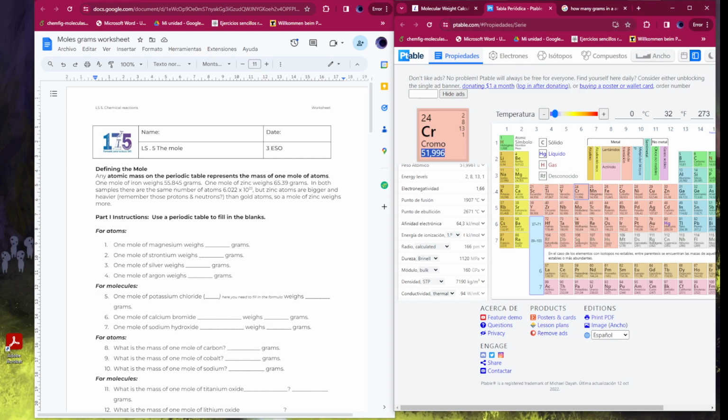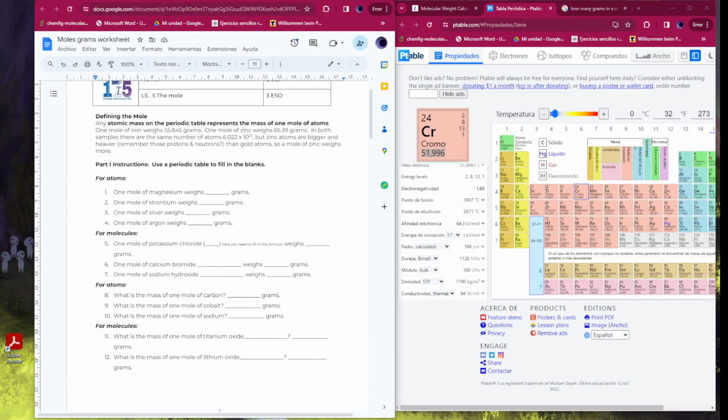So what happened? 1 mole of iron weighs 55.845 grams, and 1 mole of zinc 65.39 grams. In both samples there are the same number of atoms, 1 mole, but zinc atoms are bigger and heavier than iron atoms, so a mole of zinc weighs more.